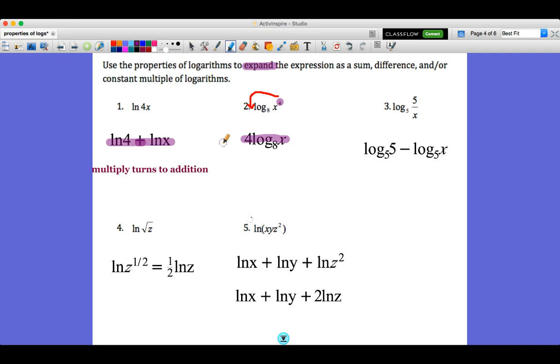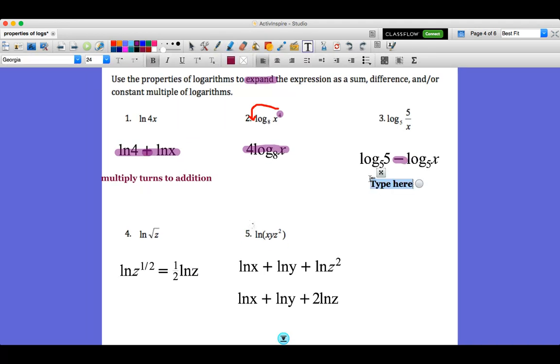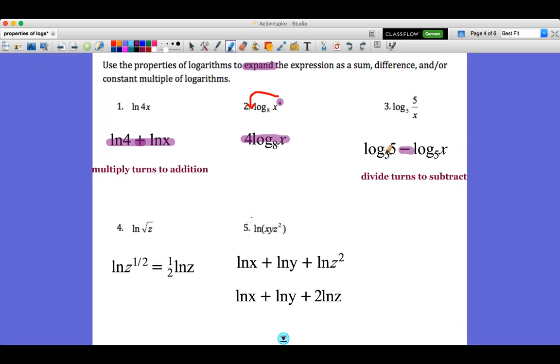So in number 3, we have log base 5 of 5 over x. So whenever you have a fraction, that's division. Division turns into subtraction. So we just write log base 5 of 5 minus log base 5 of x. So division turns into subtraction in the middle there. So divide turns to subtract. So whenever you see division, when they want you to rewrite it or expand it as multiple logarithms, it's going to turn to subtraction.